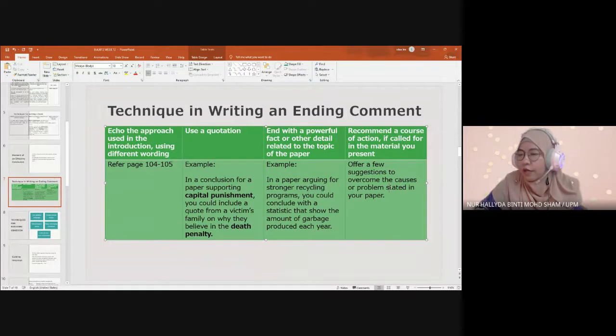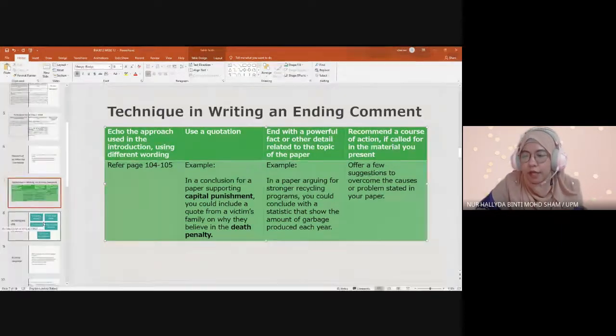Okay, the last technique is to recommend a course of action if called for in the material you present. This can also be done if you're not using a problem solution focus. Let's say you just discuss cause and effect in your essay. So in your concluding paragraph, you can provide a few suggestions to overcome whatever problem you stated in your paper, but briefly, of course, in one page. So we have four techniques in writing ending comments.